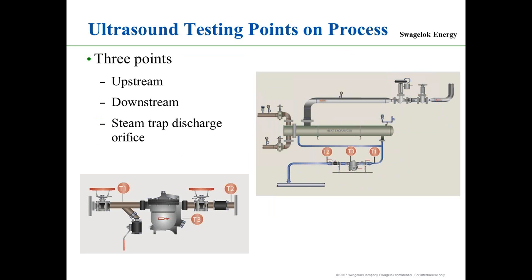The same thing with this type of process steam trap. The one I was showing you before was a drip leg, and the process is the same method. T1 is the inlet to the steam trap station right here, and T2 is downstream of the steam trap here, and T3, this here, happens to be the check valve.